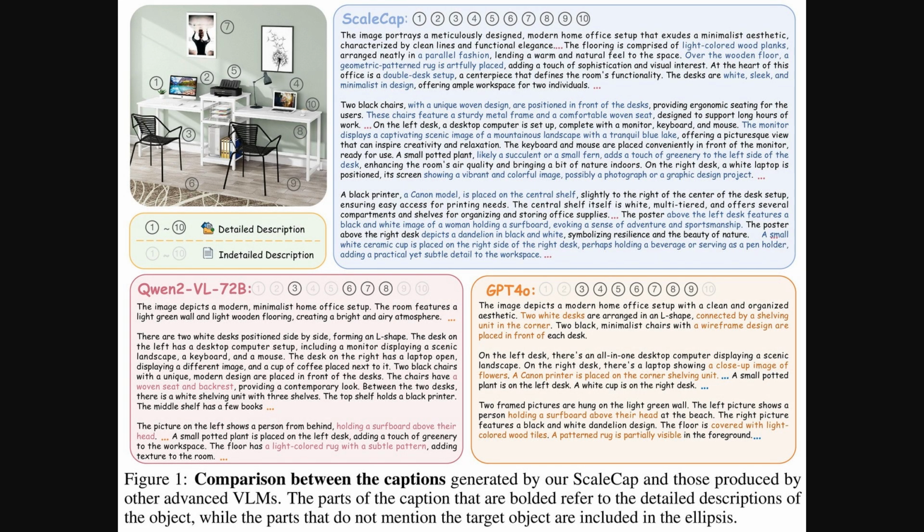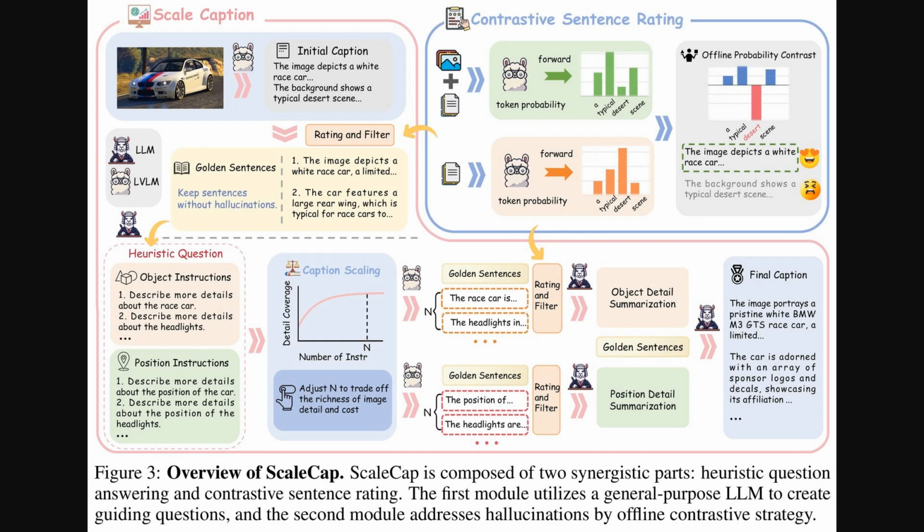Alright, so to really see what this means in practice, the authors provide a great visual. It shows an image of a home office captioned by 3 different systems, their new ScaleCap, and 2 other advanced models, Qwen2-VL-72B and GPT-4o. These are powerful AI systems known as large vision language models, which are designed to understand both images and text, and you can immediately see the difference. The ScaleCap caption is incredibly rich, describing the woven chairs, the art, and even the specific printer which the others miss.